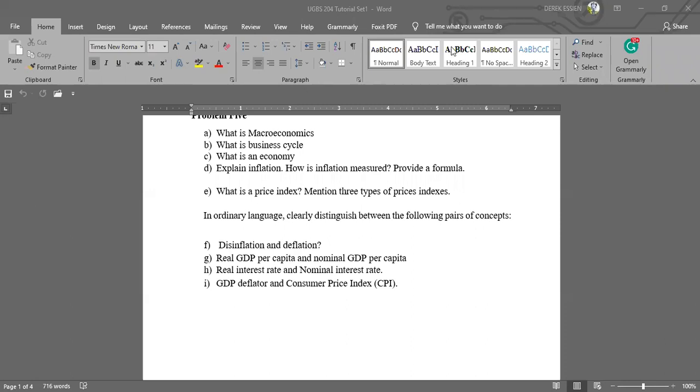So let's go over the practical question. Remember, explain how inflation is measured. Provide a formula. That's the formula I provided. What is a price index? It's in your slides. Mention three types of price indexes: GDP deflator, consumer price index and producer price index. Inflation that is increasing, but at a decreasing rate, is called disinflation. I think everything here is in the slides, so I can stop here.